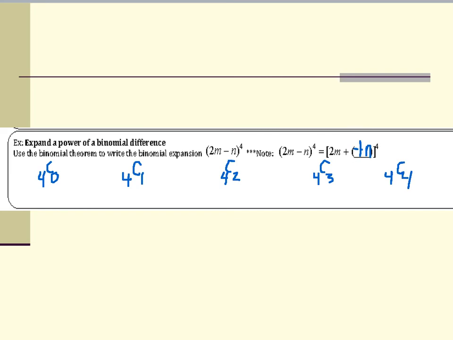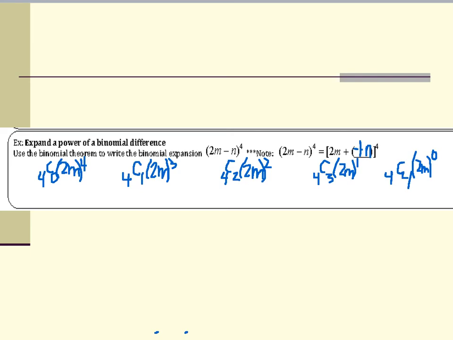Now we're going to have 2m, I've got my 2m here, to the fourth power and work our way down. So I've got 2m, and notice how I'm putting parentheses, to the fourth, and I've got 2m to the third, and I've got 2m to the second, then I've got 2m to the first, and then I've got 2m to the 0th power. Okay. Next, I've got negative 1 times n, and I'm going to start with the 0th power and work my way up now.